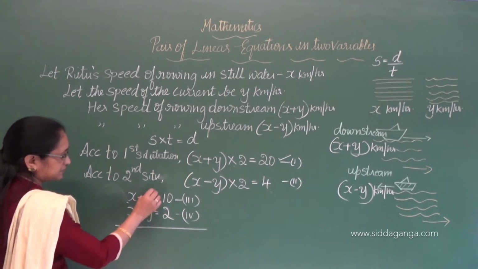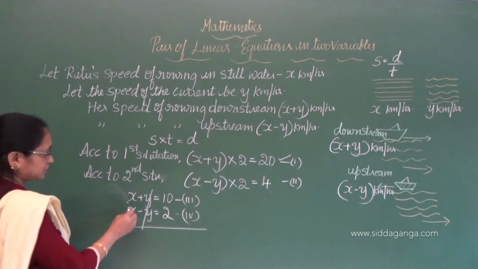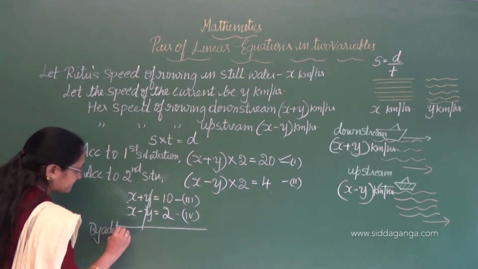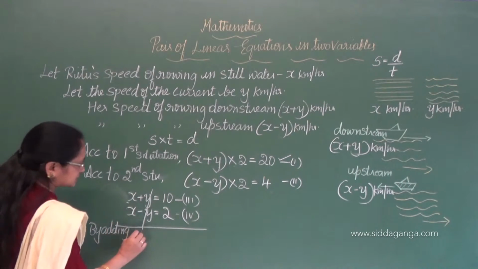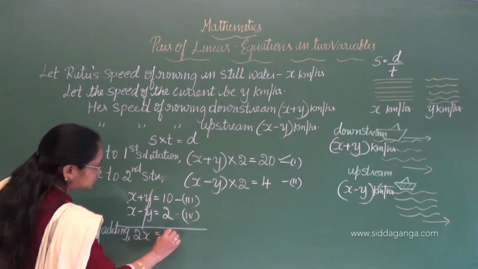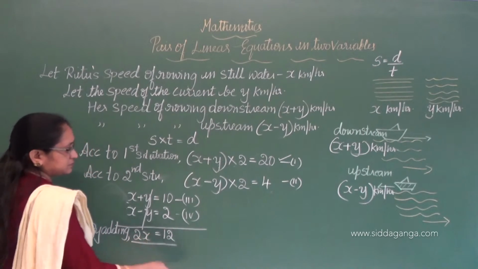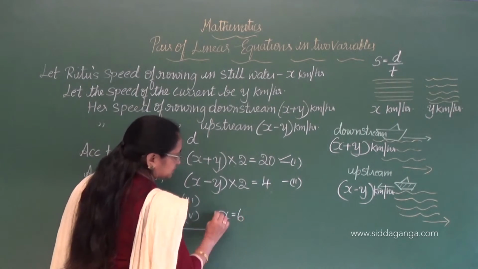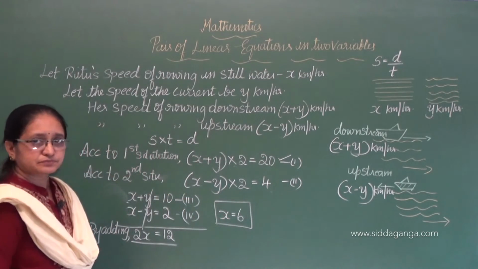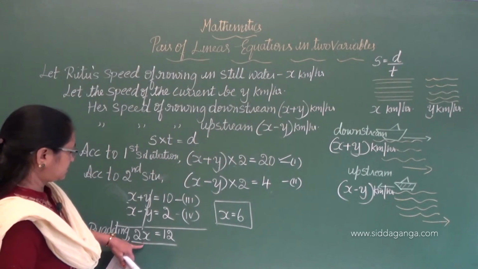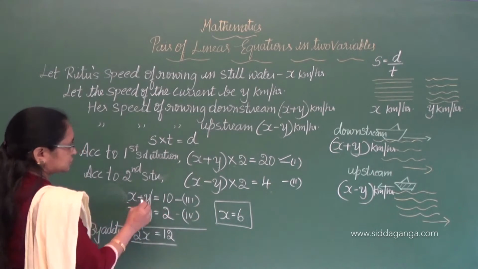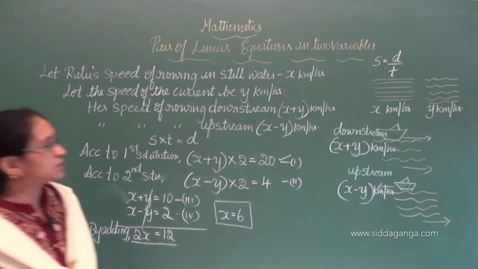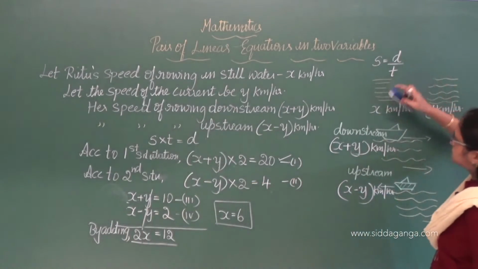Here, plus y and minus y you can cancel. So by adding, see what we did, 2x is equal to 12. So x is equal to 12 by 2, which is 6. Then again what you have to do? You got x, so you put this value. Shall I work it out here? I hope you understood this.